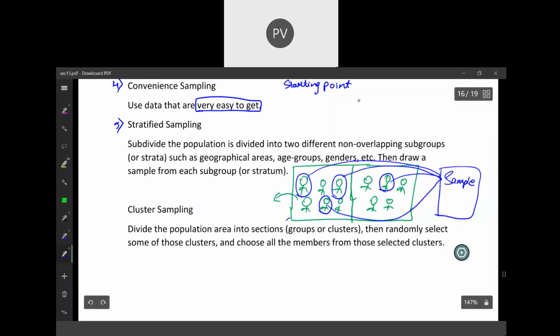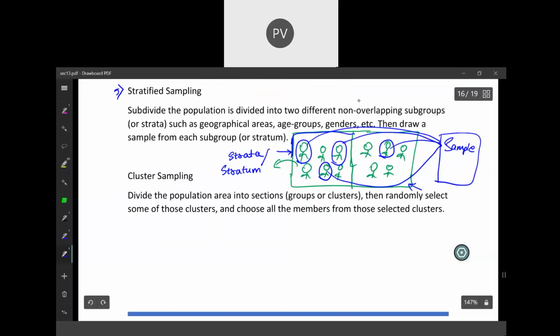Now, each group is called a strata or stratum. Each group, the box over here, is called a strata or stratum. Okay, this is stratified sampling.